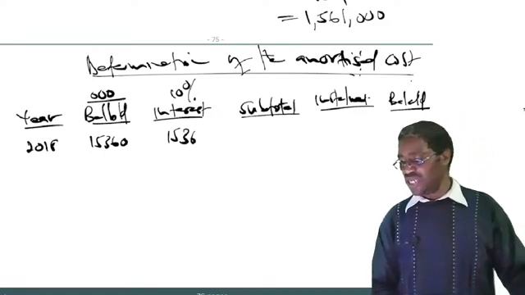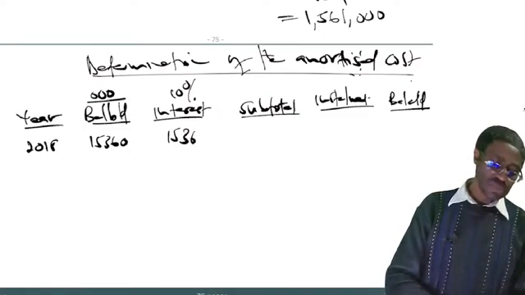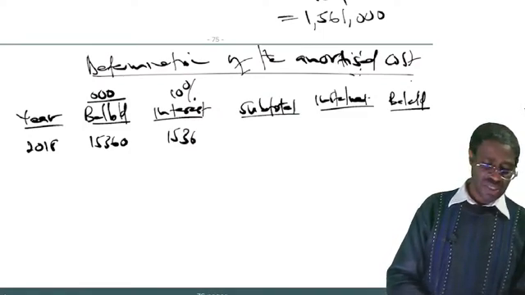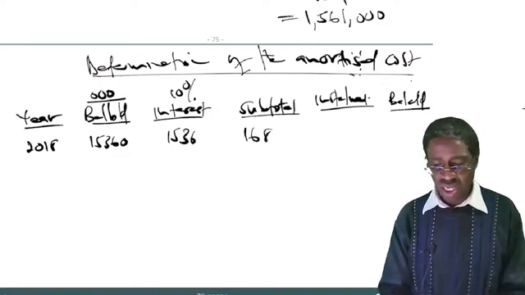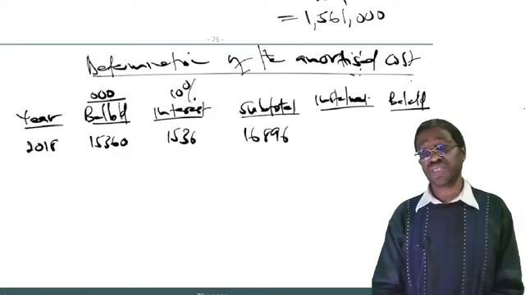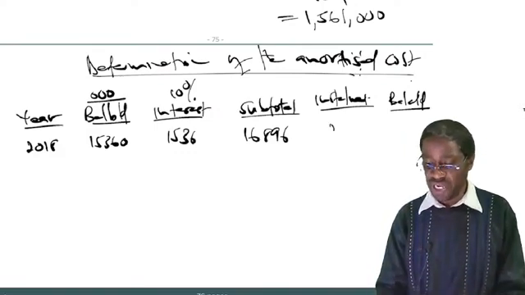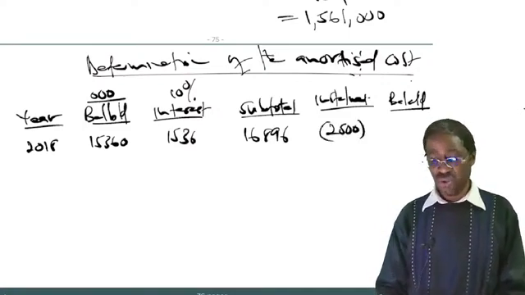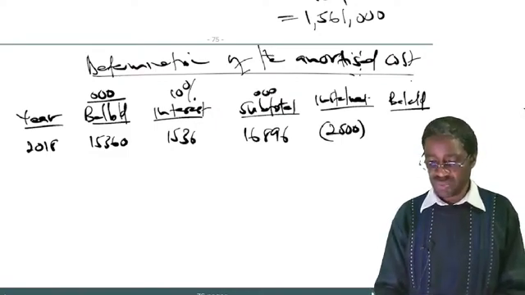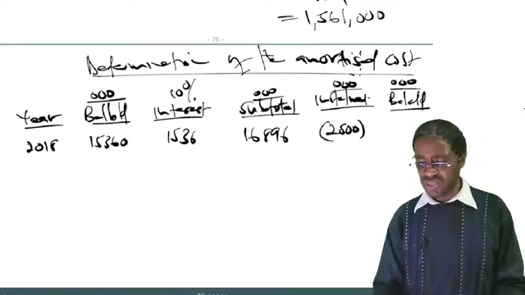So with that, I add those two. I take that 15,360 plus 1536. That gives me 16,896. Then we pay our installments in arrears, 2.5. That's something we are paying. So all these figures are in thousands, mark you.